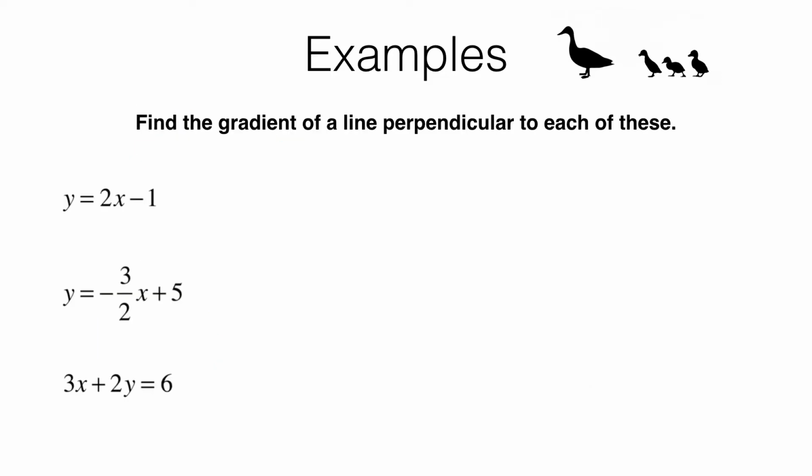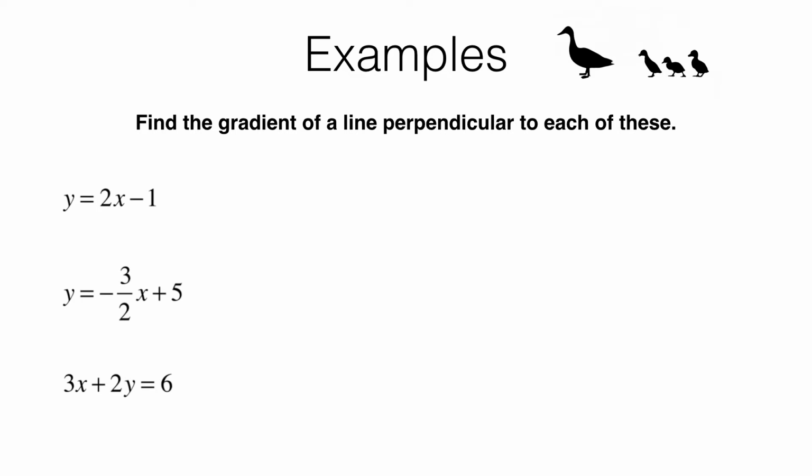In this video, we're going to be looking at gradients of perpendicular lines. Now, in the previous video, we saw that two parallel lines would have the same gradient. When you've got two perpendicular lines, their gradients will multiply together to give you -1, unless one of those lines has got a 0 gradient, but we'll look at that a little bit later.